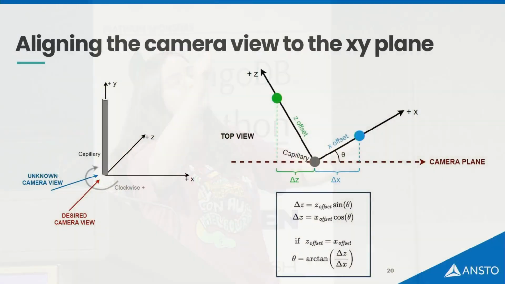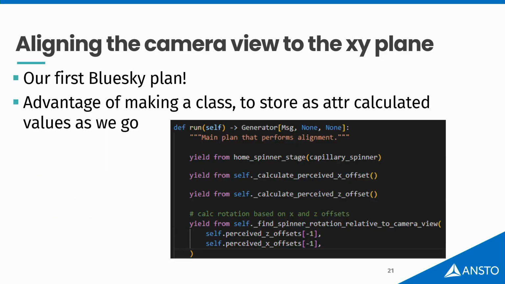And to find that out, there's trigonometry and some math. So if you find that theta angle, you'll find out how much you have to rotate by, and then you'll have this x-axis aligned to your plane. And how did I do that? Blue sky. So that's when I wrote my first blue sky plan.